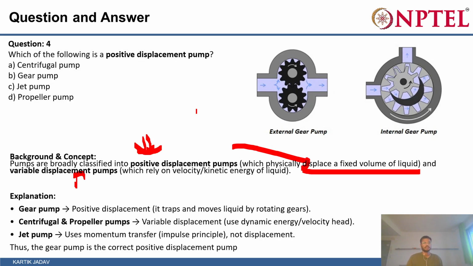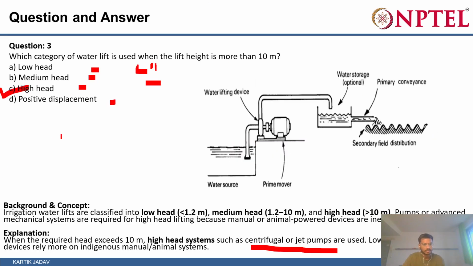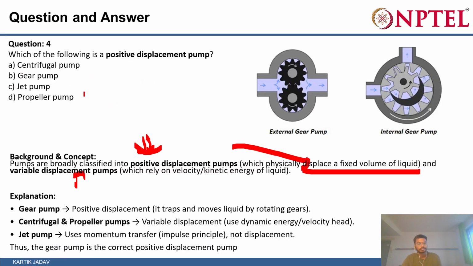So we know that the centrifugal pump is a classic example of a variable displacement pump, and the gear pump is a positive displacement pump, right? It moves liquid by rotating gears. Then we have the jet pump, which uses momentum transfer and works on the impulse principle. And the propeller pump is again a variable displacement pump. Correct answer is gear pump, option B.